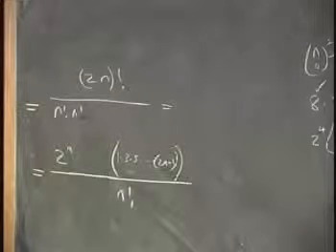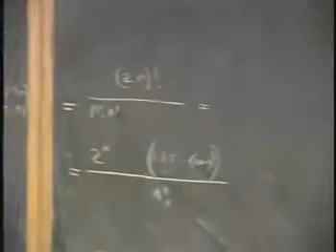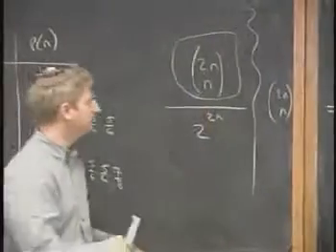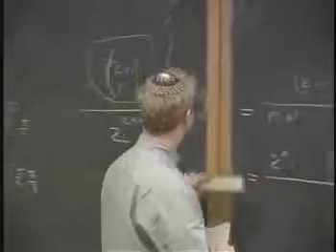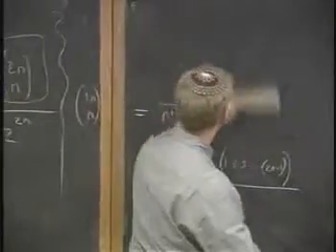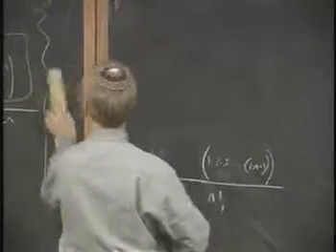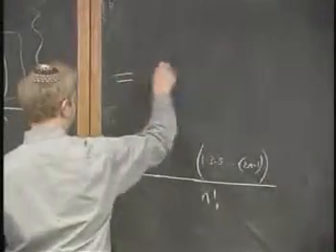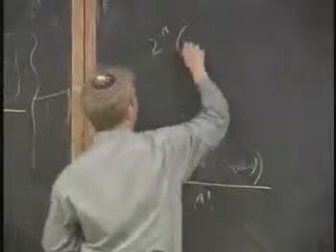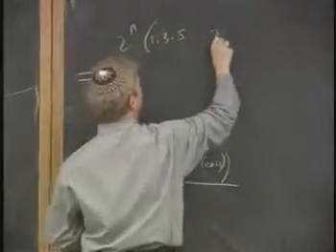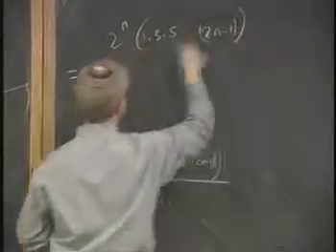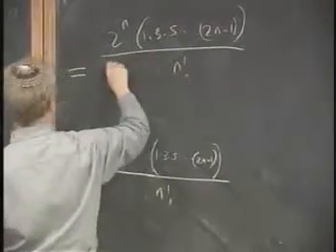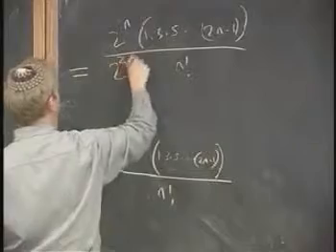Okay, now we're going to take this guy and put him in. This 2 to the 2n that's been sitting out and waiting. Let's get rid of this. Get rid of this. 2 to the n times 1, 3, 5 up to 2n minus 1, divided by n factorial, divided by 2 to the 2n.